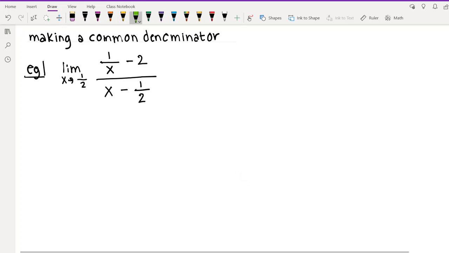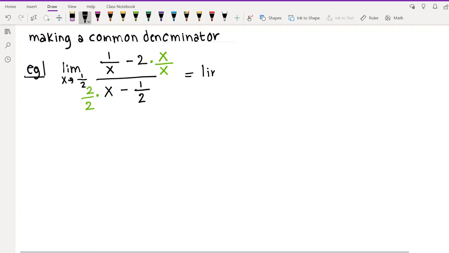And so we want to make 2 have that same denominator. And so the way we do that is we multiply by x over x, right? Because when you're making a common denominator, you want to make sure that you're not changing the value of the number. So you have to multiply by something over itself. And so we're multiplying by x over x to give us that new denominator of x so that we can combine it with 1 over x. And then similarly in the denominator, we have x and then we have 1/2. And so the common denominator is going to be 2. And so we want to multiply x by 2 over 2.